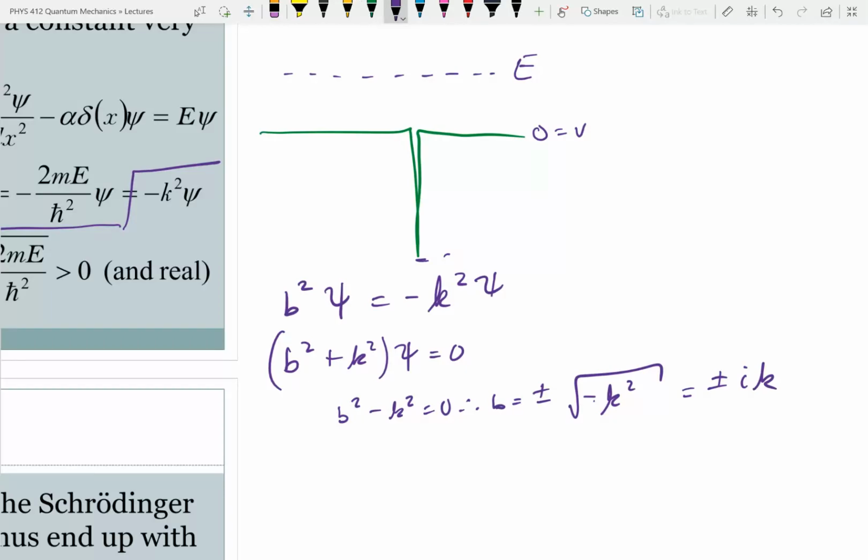The first thing should be b squared plus k squared, right? Yes, thank you. I'm going to at least pretend that I meant to write that and somehow my pen didn't record. We'll pretend.